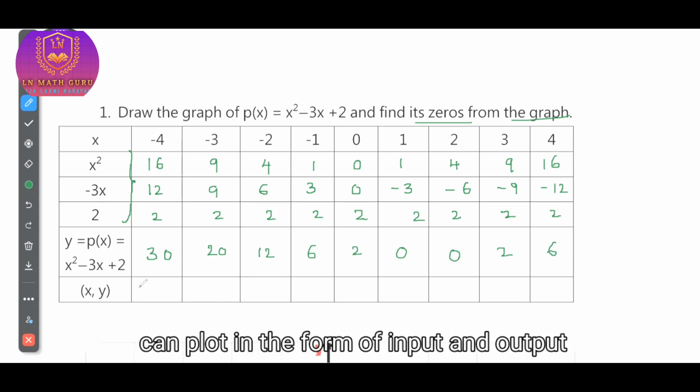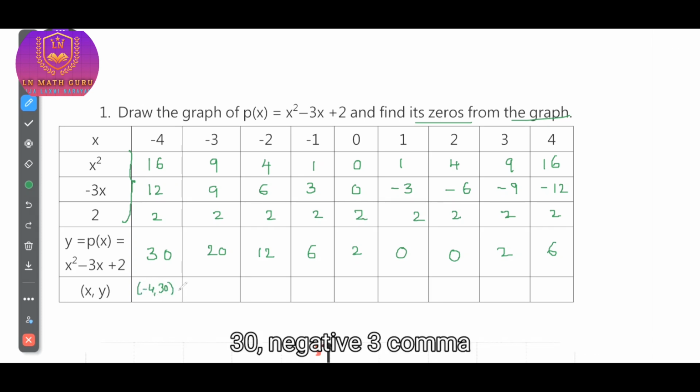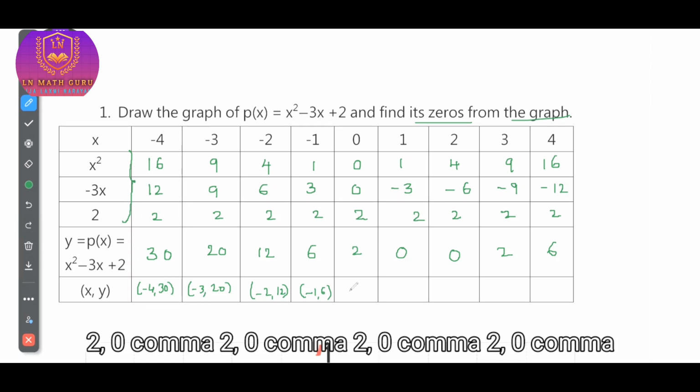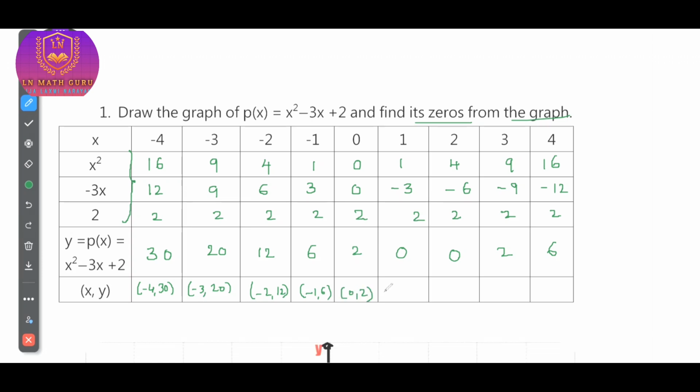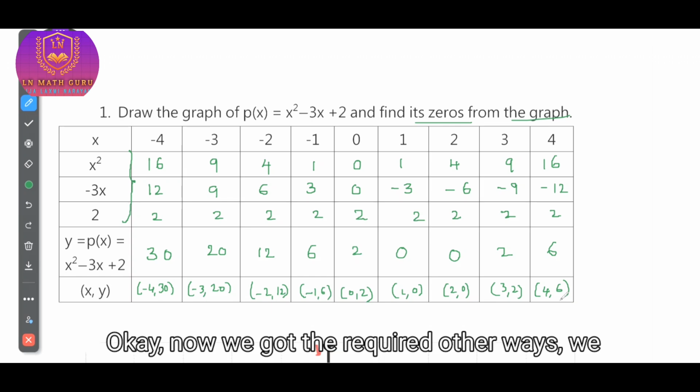Now we can write the input and output values as xy coordinates: -4, 30; -3, 20; -2, 12; then -1, 6; 0, 2; 1, 0; 2, 0; 3, 2; and 4, 6. Okay, now we got the required ordered pairs.